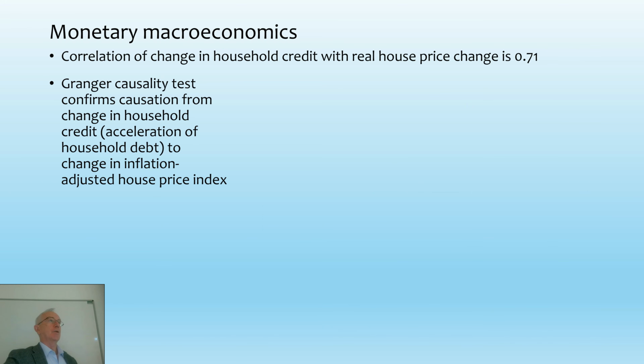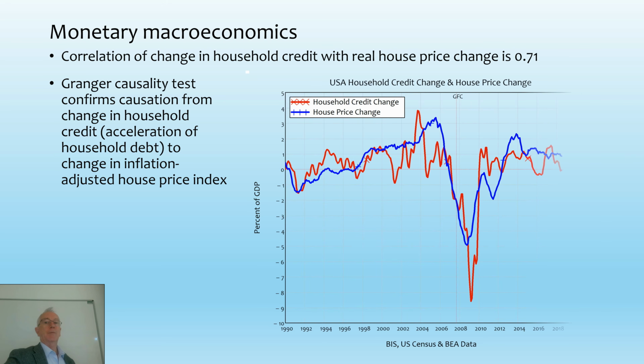You also get a causation from change in household credit to change in house prices. So again, contrary to the efficient markets hypothesis and the Modigliani-Miller theorem. If you've learnt the Modigliani-Miller theorem, saying that the level of leverage has no effect on asset prices, garbage. It has a massive effect on the asset prices.